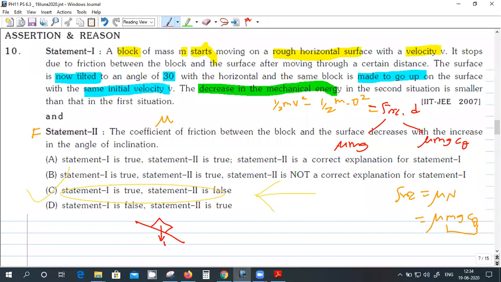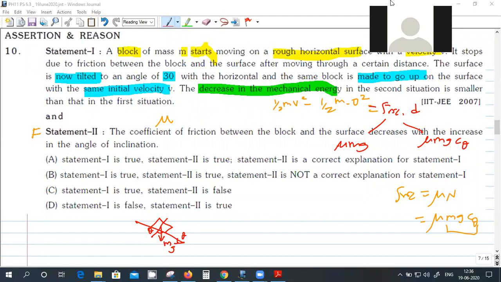This is mg. With the horizontal it is theta. With the vertical, it is horizontal in the plane, this is also theta. This is also theta. So mg cos theta is the normal reaction. The friction force in the second case is more.